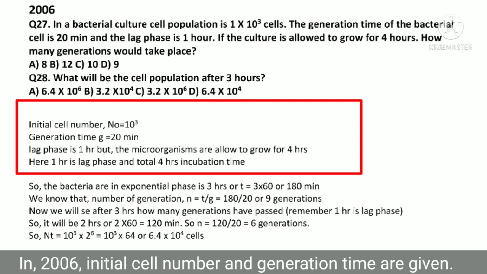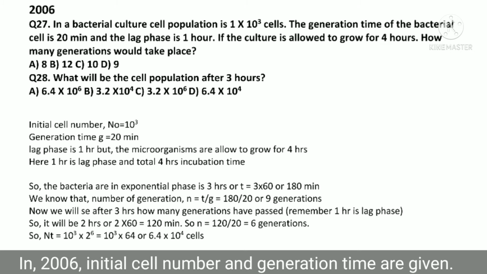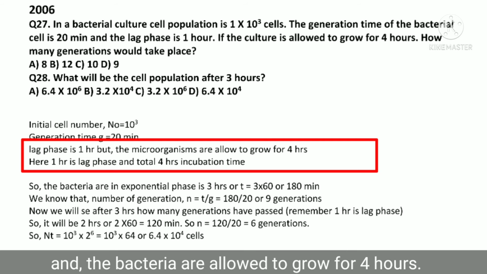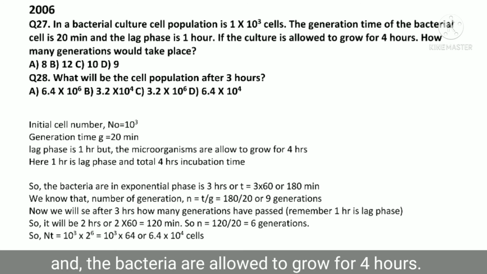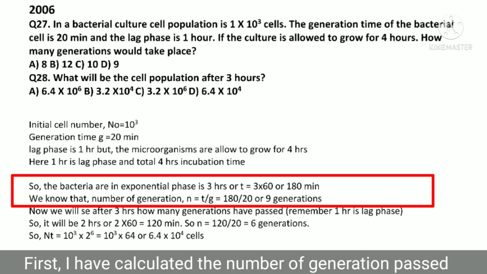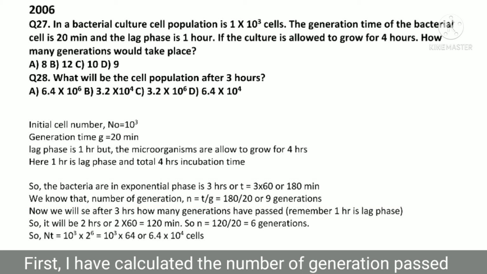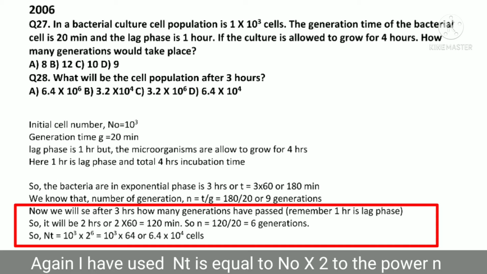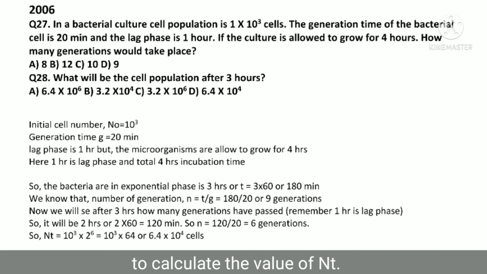In 2006, the initial cell number and generation time are given, the lag phase is 1 hour, and the bacteria are allowed to grow for 4 hours. That means 3 hours are in the exponential phase. So first, I have calculated the number of generations passed within 180 minutes, and then again I have used the Nt is equal to N0 into 2 to the power n equation to calculate the value of Nt.